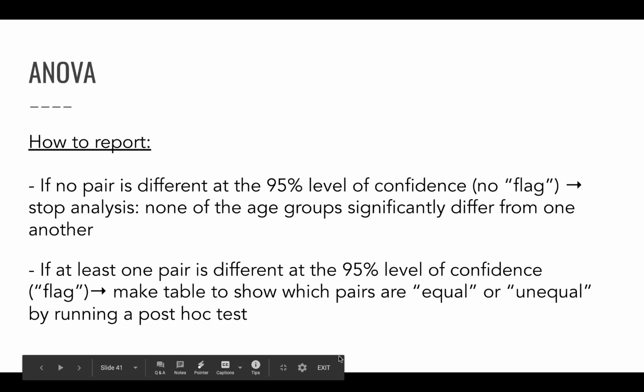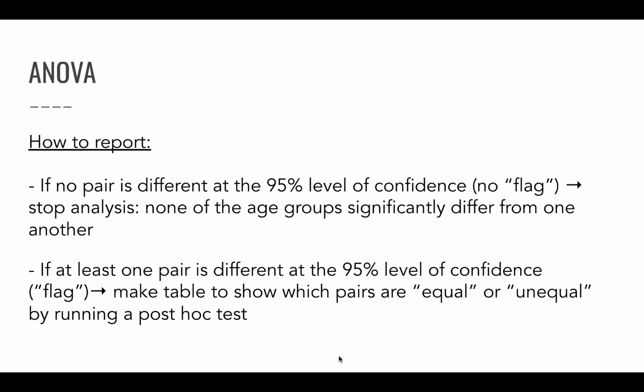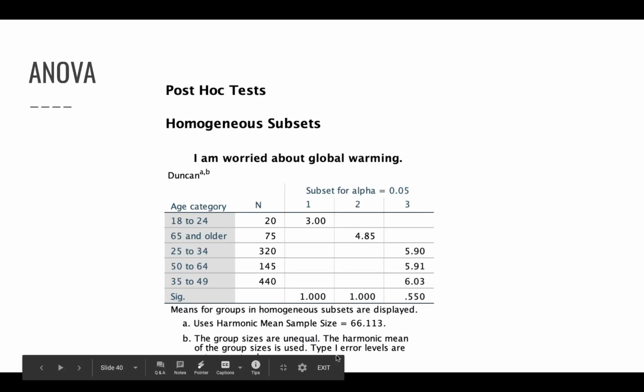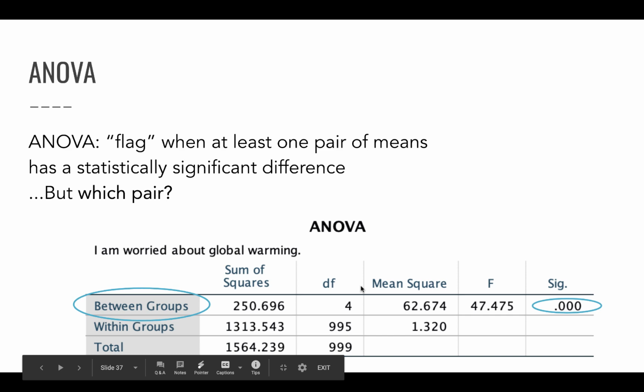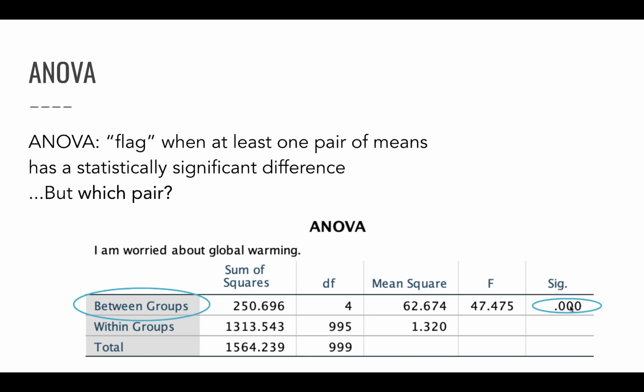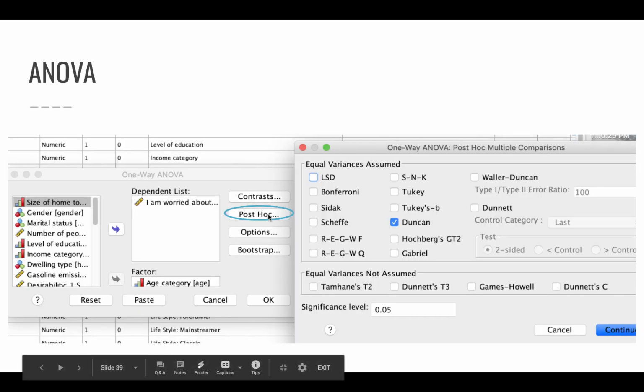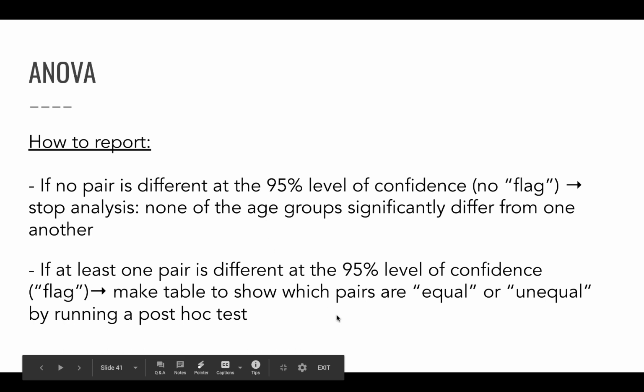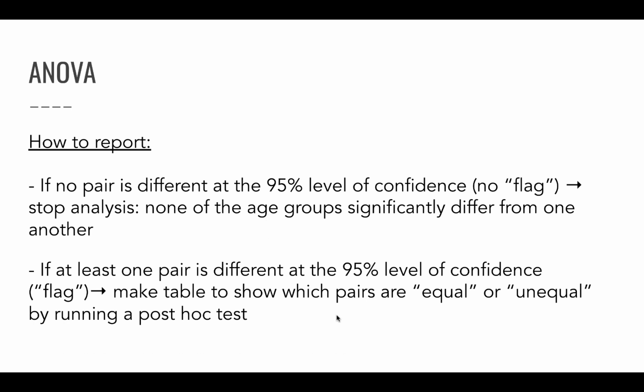So how do you report this? First, you look at the overall ANOVA p-value. If no pair is significant, if basically the flag is already not significant, then you can stop your analysis there. But if, for example, your flag is significant, then you do want to continue with a post hoc test and show which pairs are different from each other and which ones are not. So this is the ANOVA.